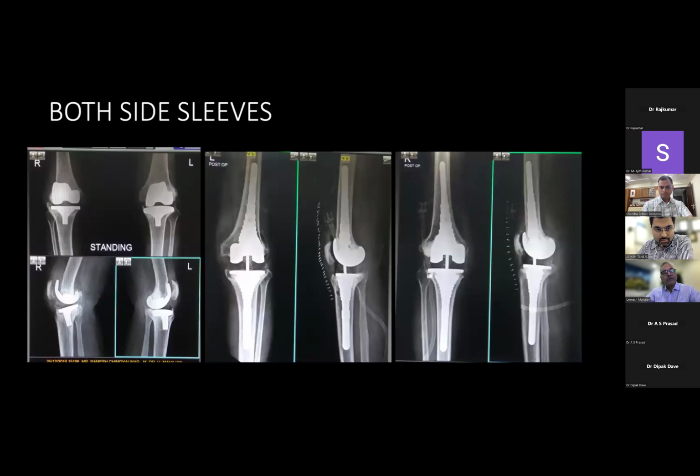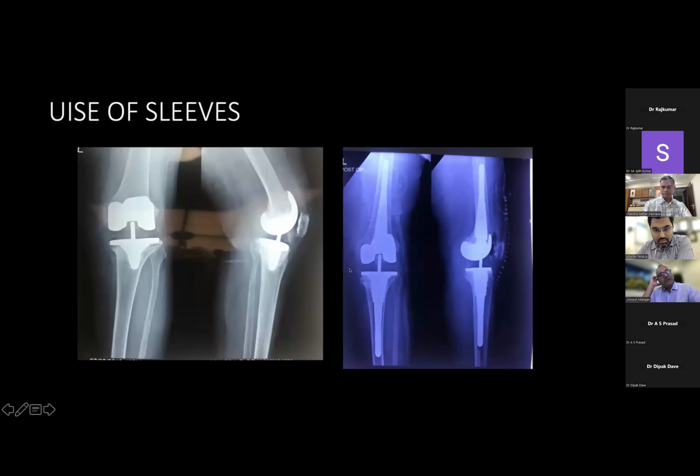One more case, aseptic loosening, a lot of loosening with a lot of bone loss on tibia and femur both. It just fell off basically on the table. Here we used sleeves on both sides, with mainly zone 2 and zone 3 fixation, and you can see a good result 2 years down the line. Here, one more patient with loosening, of course, with a fall and collapse of the tibia. Here, I used sleeves on both sides, femur and tibia, with excellent outcome.